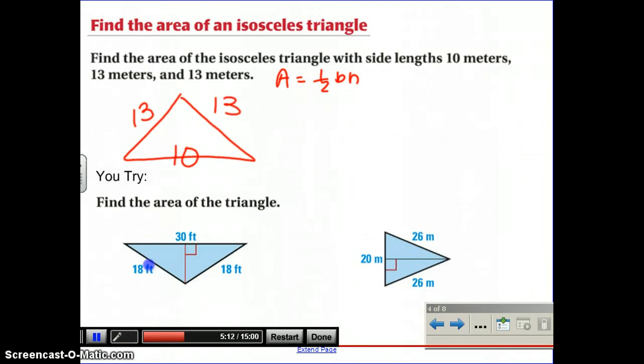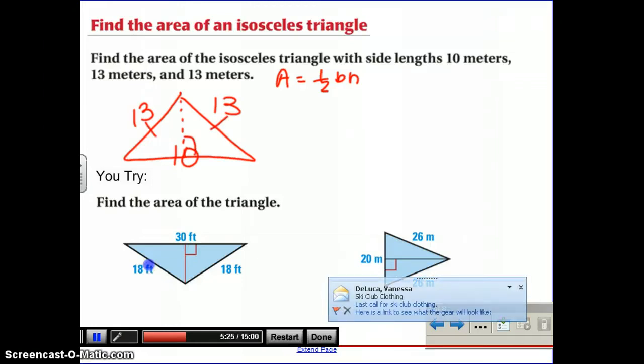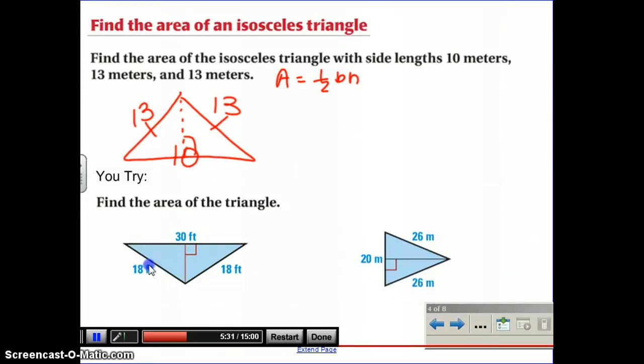Miss G, we only have the base, I need the height. Remember, the height has to come straight up and down. Well, in an isosceles triangle, if we do that, and we make it come straight down at a right angle, we can have two congruent triangles. Now, think about this. If the whole base is 10 in this isosceles triangle and we draw the altitude down, it's going to split this into 5 and 5. This works once again because we have an isosceles triangle.